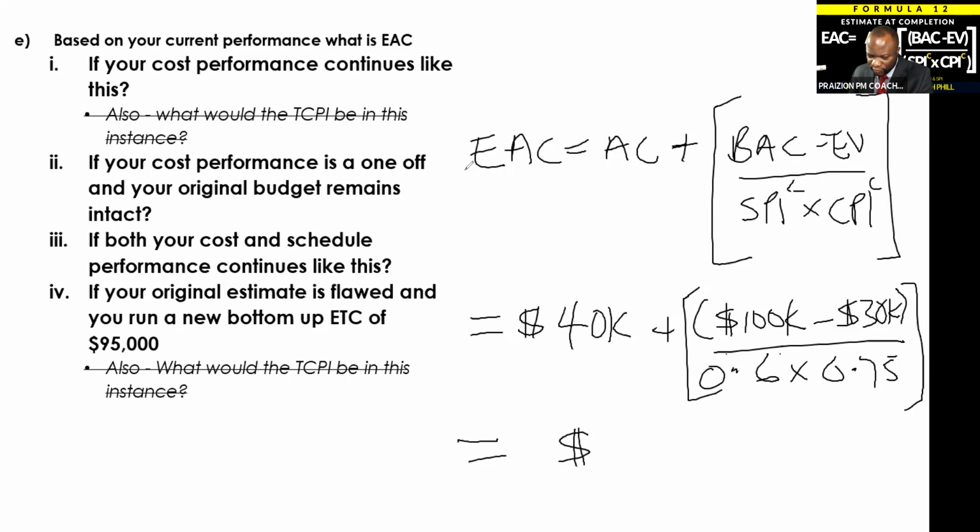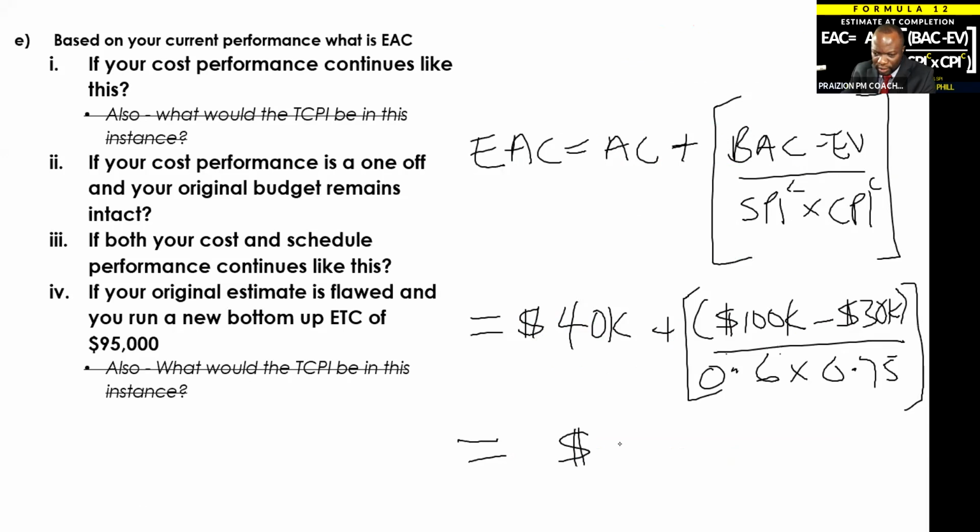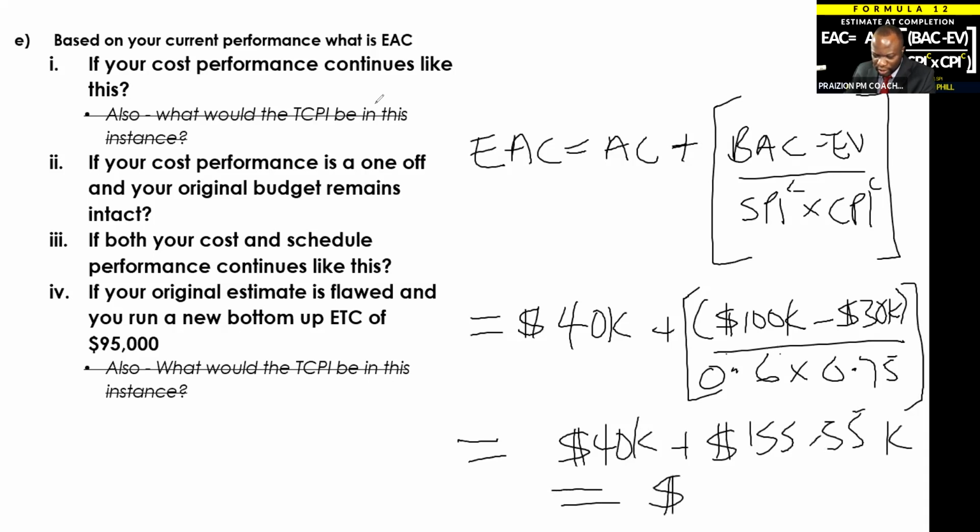So that would be 40K plus, we're going to get 40K, oops, excuse me. We're going to get 40K plus 155.55. Very good. You got it right. And that would give us K, of course. That would give us 195.55K. That is correct, Donna. That would be the answer. That is the answer. Okay. So 195.55K. All right. Great.